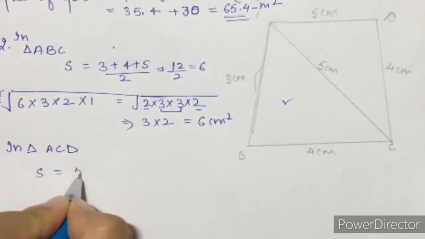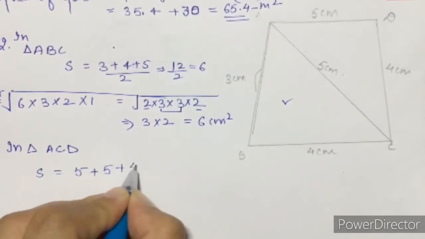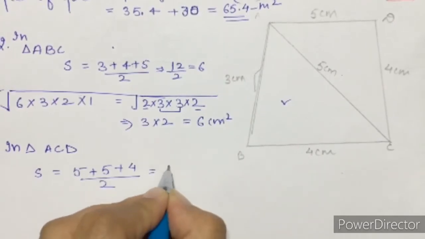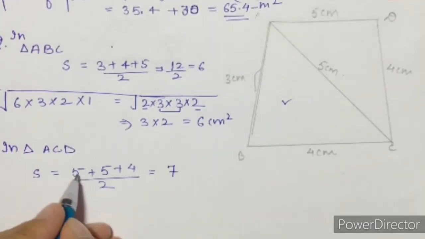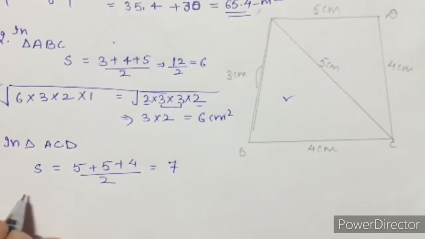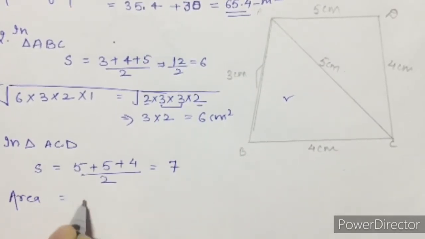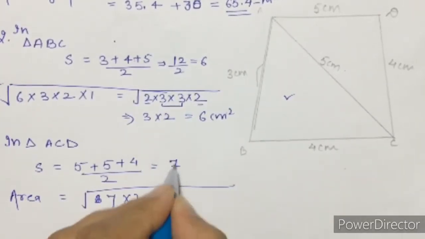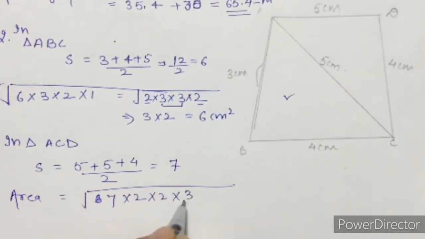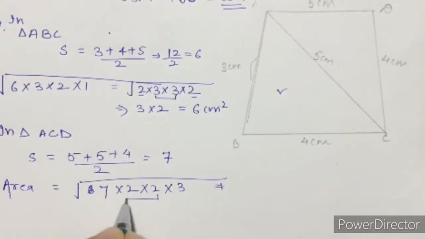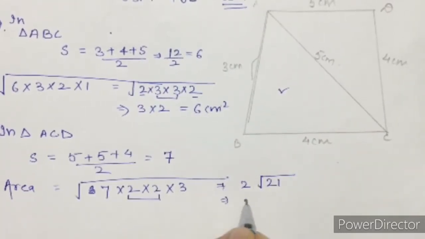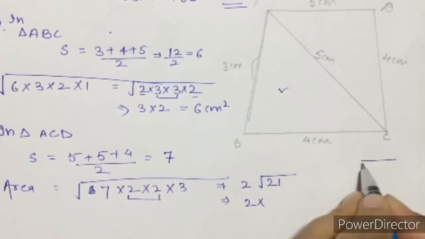S is 5 plus 5 plus 4 divided by 2. 5 plus 5 is 10, 10 plus 4 is 14, 14 divided by 2 you will get 7. Fine. What is the formula of area? S is 7. 7 minus 5 is 2, 7 minus 5 is 2 and 7 minus 4 I will get 3. So I got one pair only, so 2 will come out. What remains inside is 21. So here we need to find the root of 21.